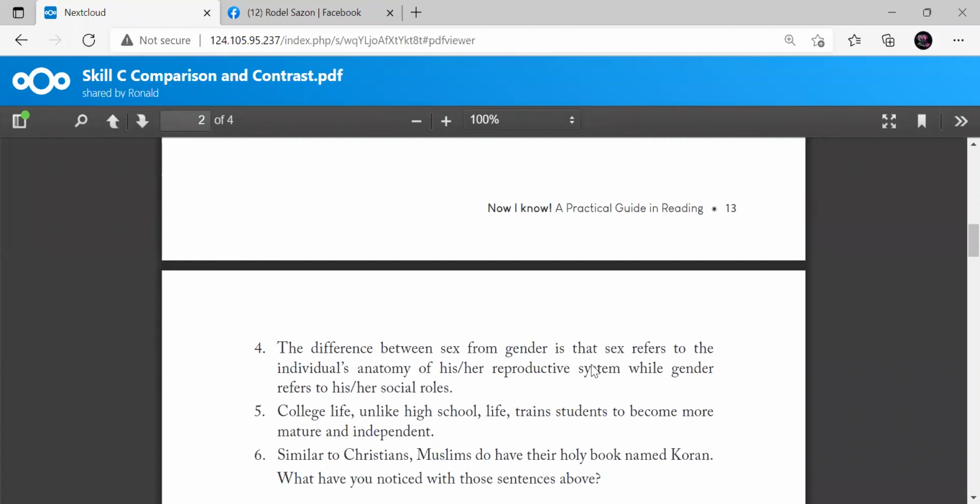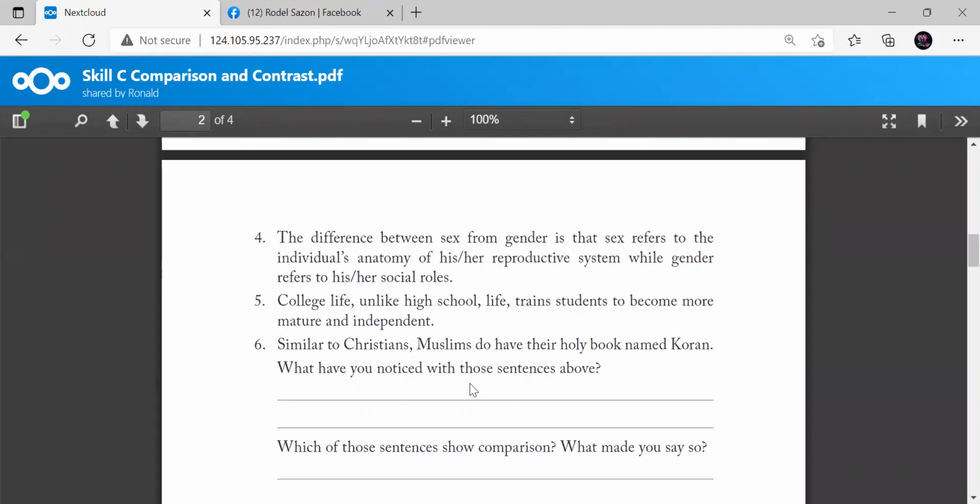So you have to look beyond the line. You have to understand it, and then label it even though the word is not there. But you have to see to it that this is their area of comparison. So the difference is, sex refers to the individual's anatomy or reproductive system, while gender refers to social roles.